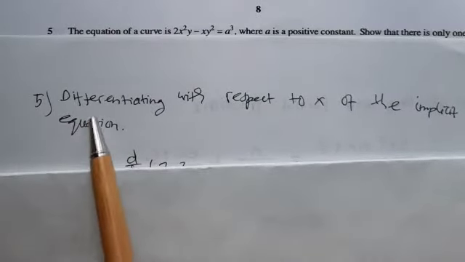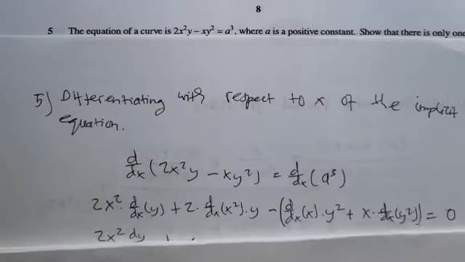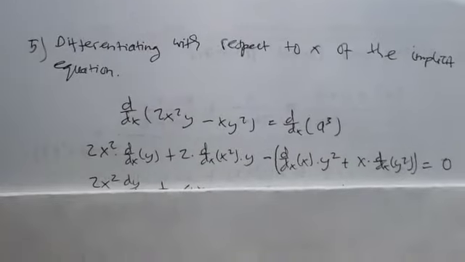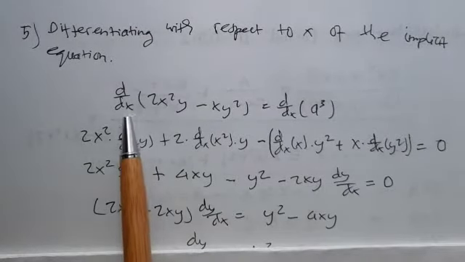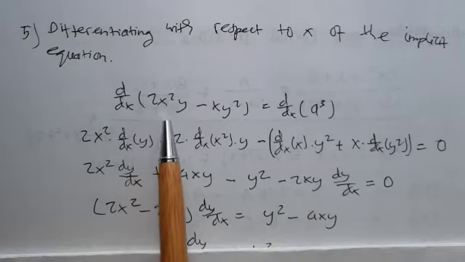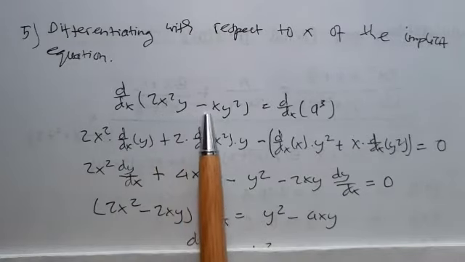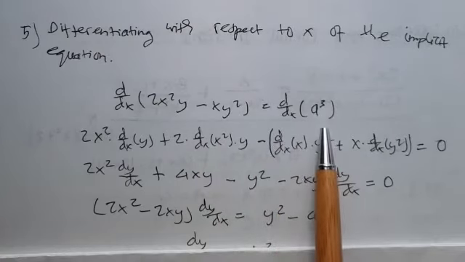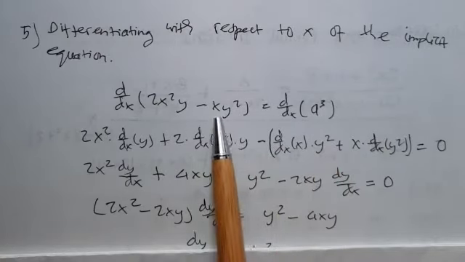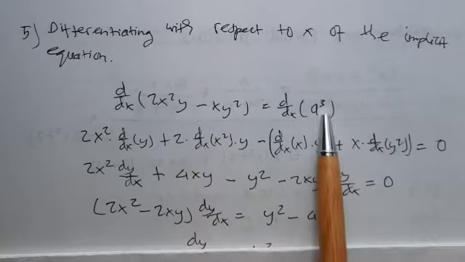Now, differentiating the implicit equation with respect to x: d/dx of 2x squared y minus xy squared equals d/dx of a cubed. Thus differentiate with respect to x both sides, left-hand side and right-hand side.